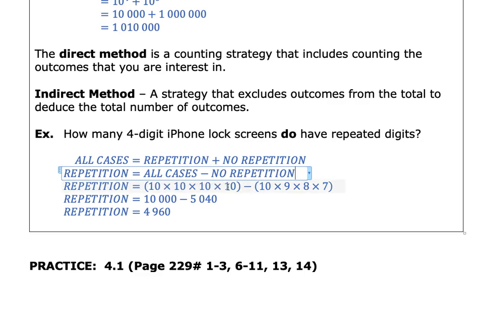All cases without restriction is 10 times 10 times 10 times 10 for each of the 4 digits, and then subtract the cases with no repetition. This descending product with one less choice at each stage is what you come across whenever there's no repetition of choices, because there's one less choice at each stage. So we can evaluate this and determine the number of cases with repetition.